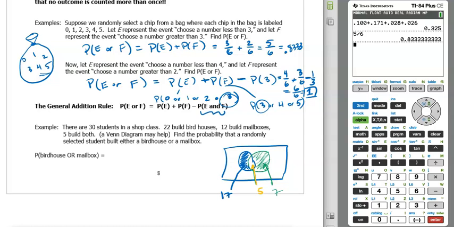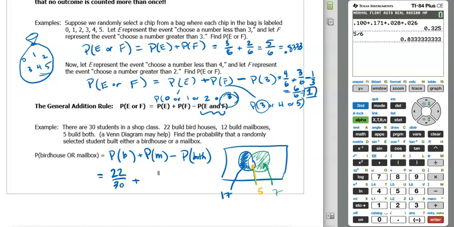And then the probability of building a birdhouse or a mailbox, you notice since they're not disjoint, what we're going to have to do is it's going to be the probability of the birdhouse plus the probability of a mailbox, and then subtract the probability that it's both. Now the probability of a birdhouse is all the people who built a birdhouse, that's 22. 22 out of 30.